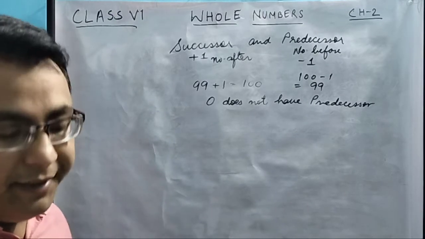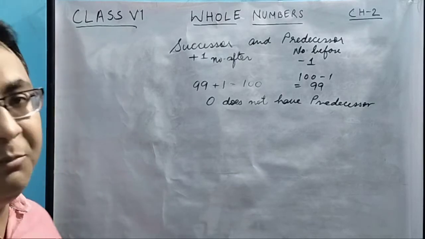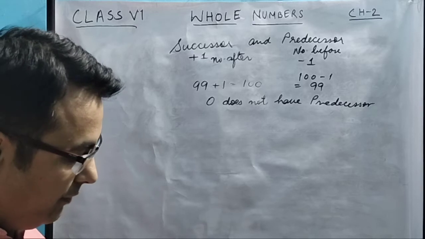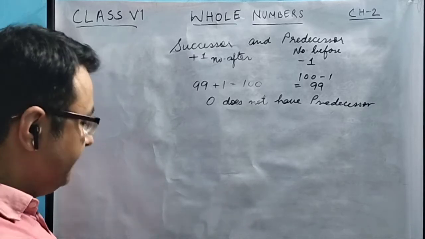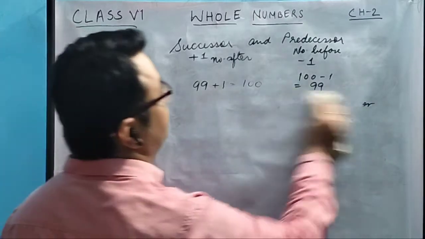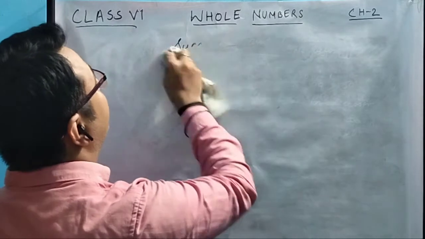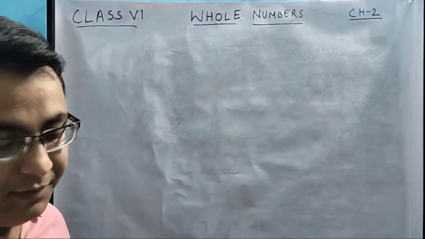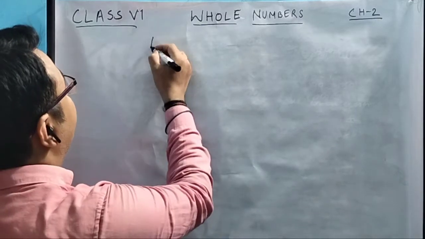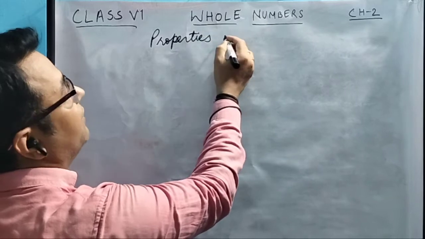Our next topic is properties of whole numbers, which is going to be a very important topic. There are basically 4 properties that we need to study, and all the 4 properties are very important. So let's understand each one of them one by one.